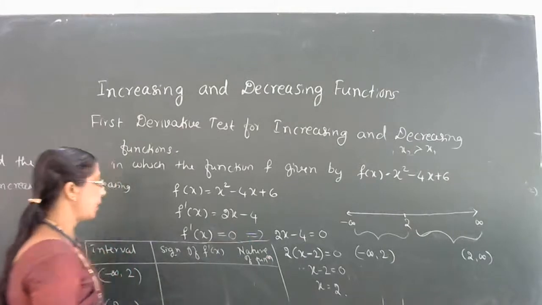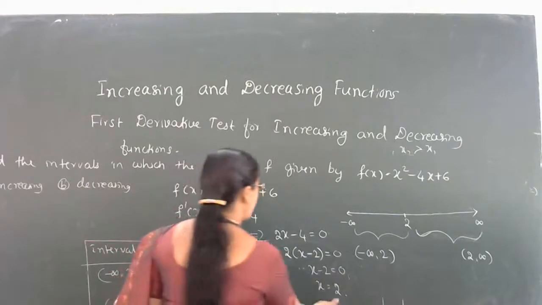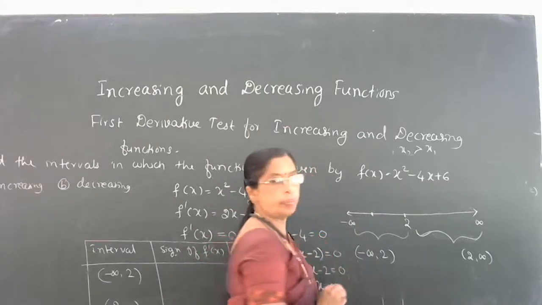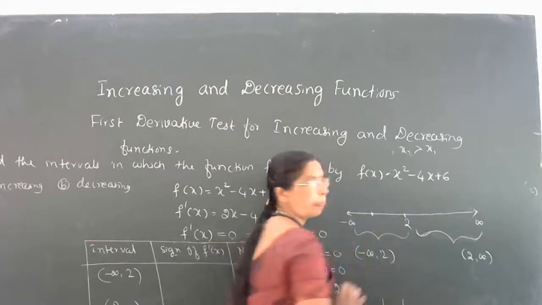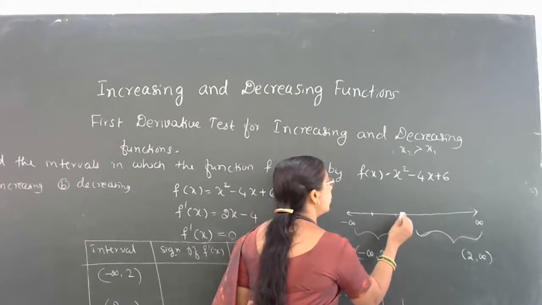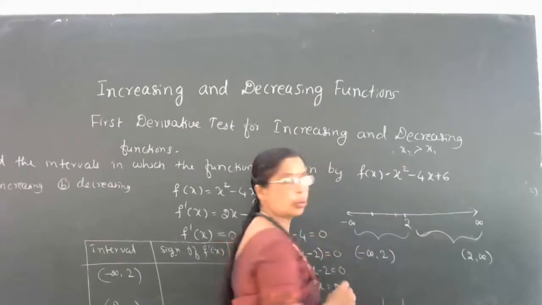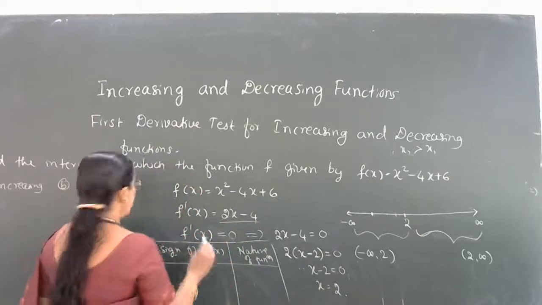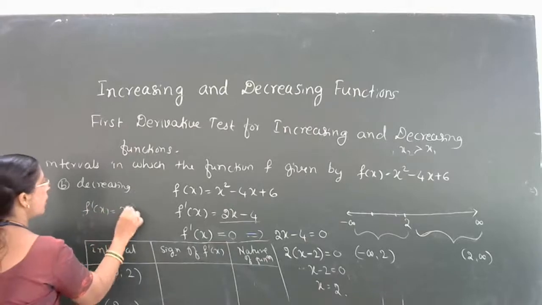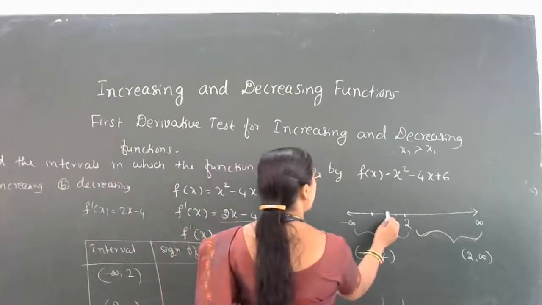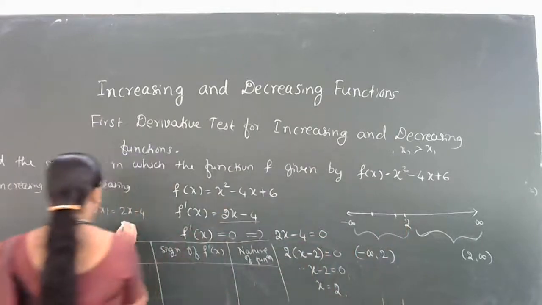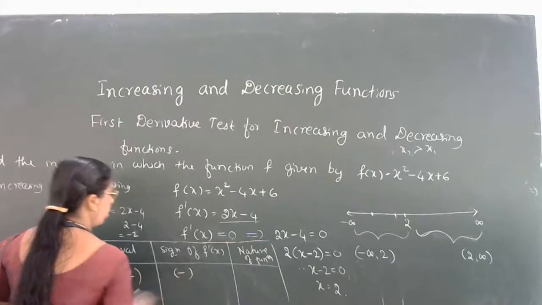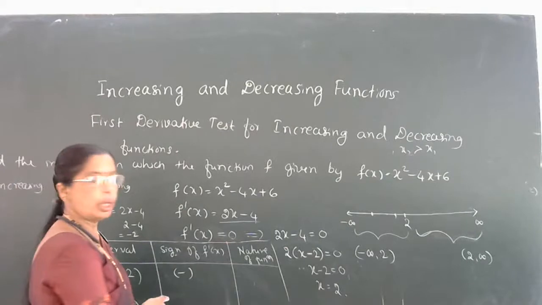For the sign of f dash x, minus infinity to 2 is an open interval. We take some points between these two, not minus infinity or 2 itself. Between these, we can take 1 or 0 or minus 2, minus 3, etc. Put the value in f dash x, which is equal to 2x minus 4. I will take 1 here: 2 into 1 is 2, minus 4 equals minus 2. The sign of f dash x is negative.